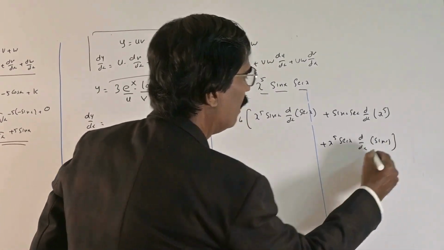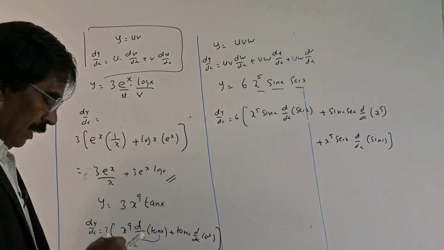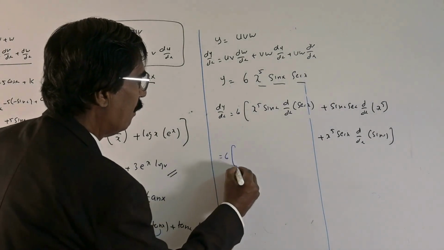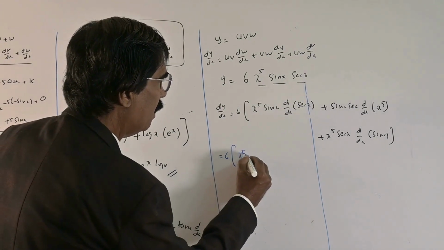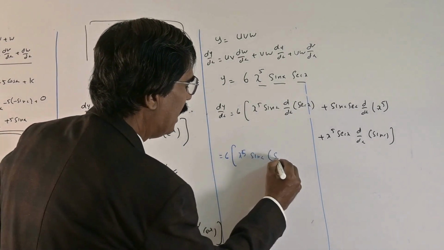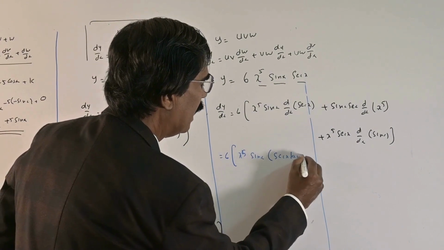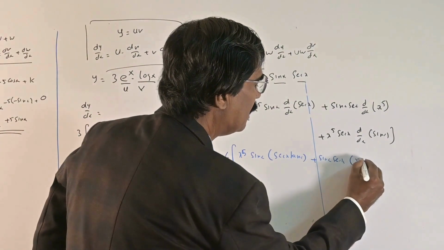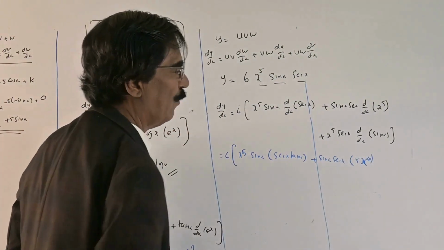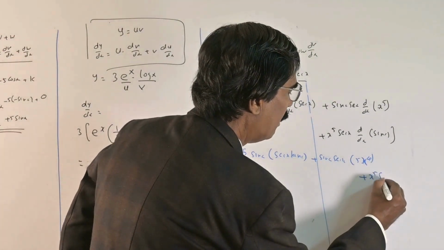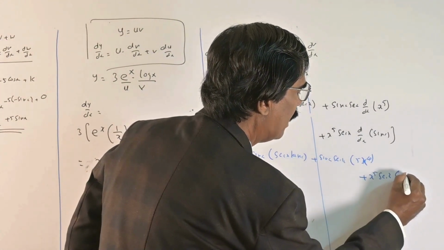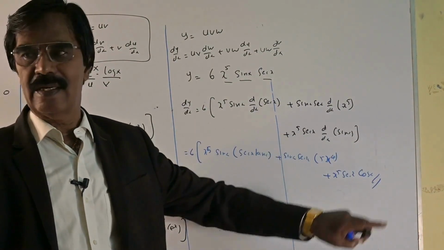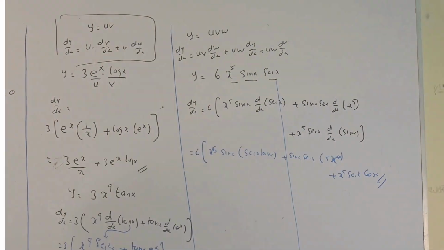Is it not? Now look, now let us differentiate this. So this is 6 x power 5 sin x as it is, secant x when you differentiate, secant x tan x, plus sin x secant x as it is, 5x power 4 using the x power n formula, plus x power 5 secant x as it is, sin x when you differentiate, cos x. So converting this, trigonometric simplification we'll see later on. First, the format of differentiation, right?